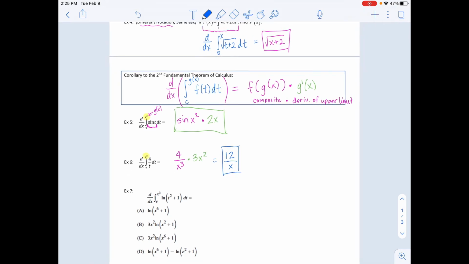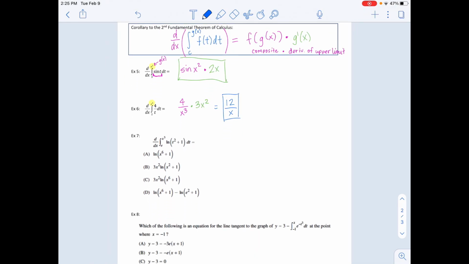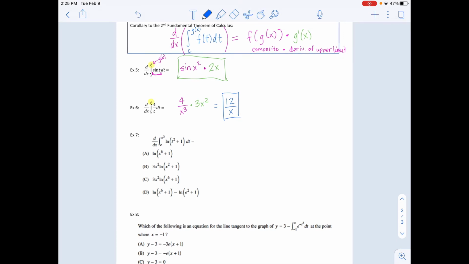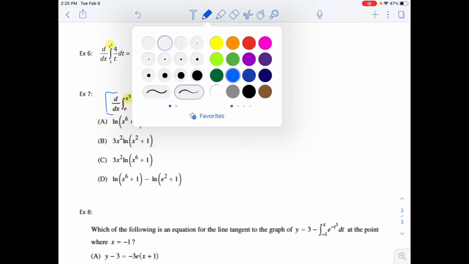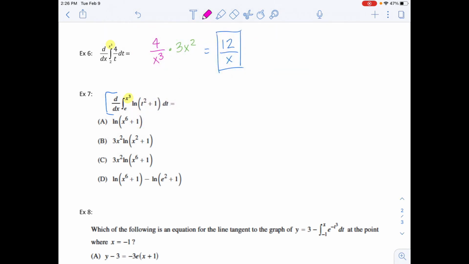Cool, right? So speaking of multiple choice, let's look at example 7 here. It is pulled from an exam, just a random multiple choice question. Here is the question part of the problem, and then your choices are below. So let's think about which theorem this is. Is it the corollary or is it the original? Should land on the fact that it is the corollary because that upper limit is x cubed. So now we're just going to apply the pink times the green like we did before to get the derivative of this integral.